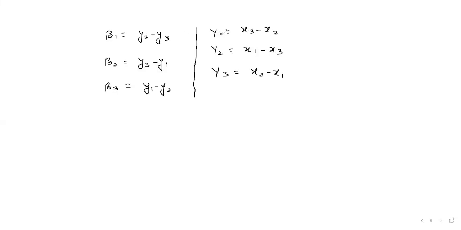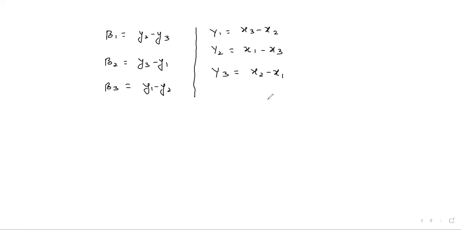Only in place of y, you have to keep x. So x3 minus x2. Here, we can write without seeing this also, I can say gamma 2 is going to be x1 minus x3. Here, y1 minus y2, so reverse it, y2 minus y1. So in place of y, you can put x. So x2 minus x1. So remembering this is easy. So these are the values.